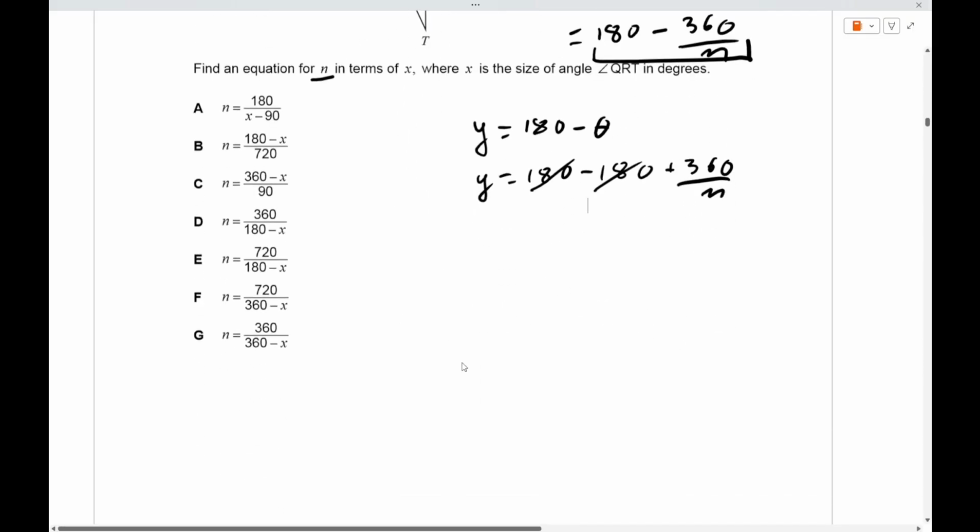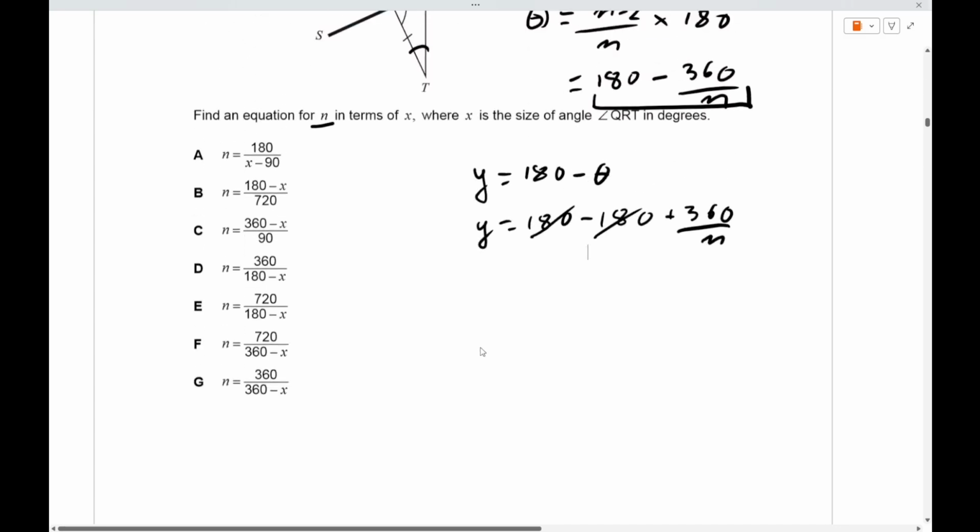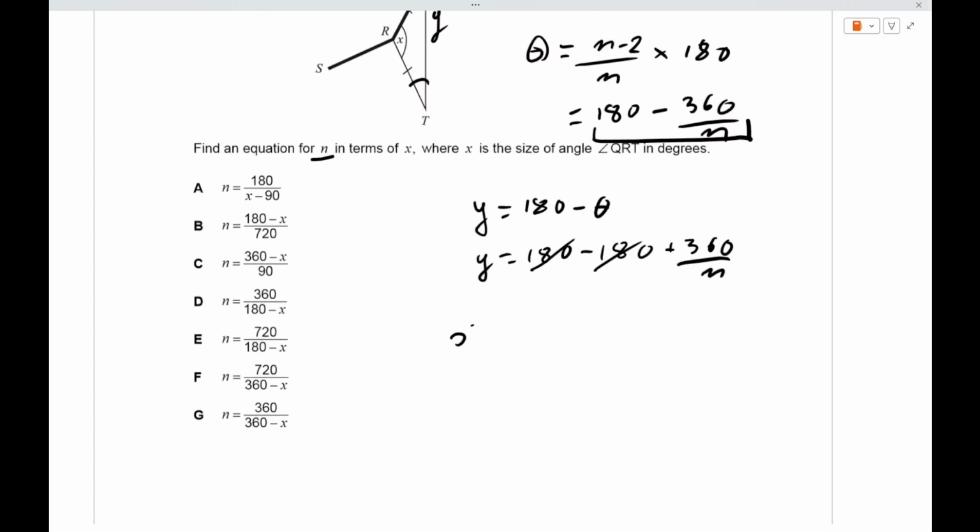In that case, you know that x, because angles in a triangle add up to 180 as well, so 180 minus 2y is x. So what's that? 180 minus 720 over n. And that's our answer. That's not our answer, sorry. We have to find out n. What do you do here?